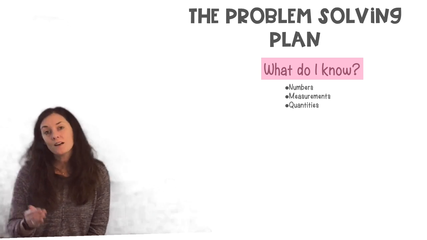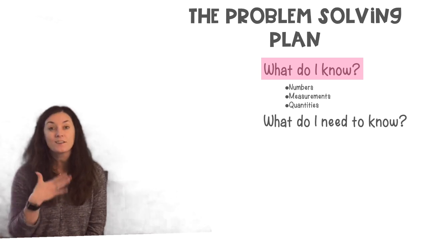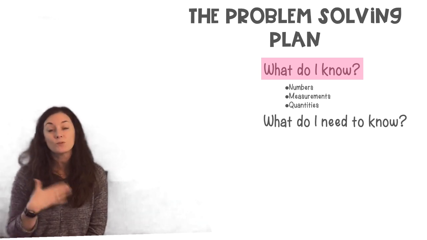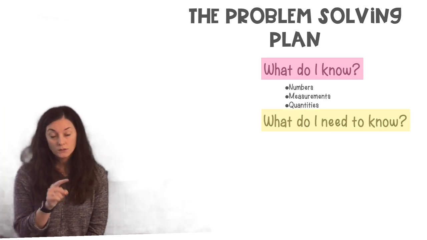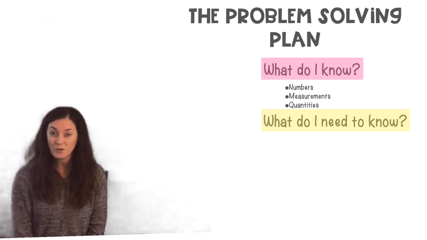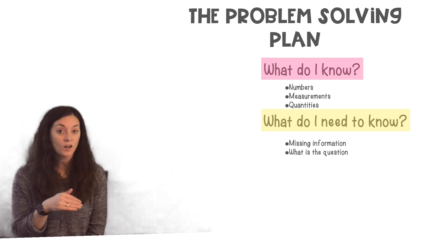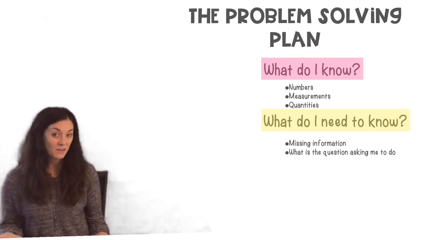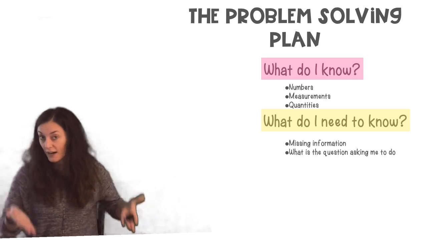The next part of the problem-solving plan is to figure out, what is the question asking us, or what do I need to know? And today we're going to highlight using yellow. So you might be asking yourself, Miss Velius, how do I know what I need to know? Well, usually the things that you need to know are things like missing information, or sometimes it specifically says, this is what you're trying to do.